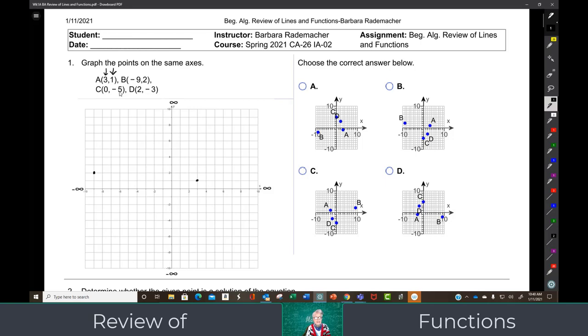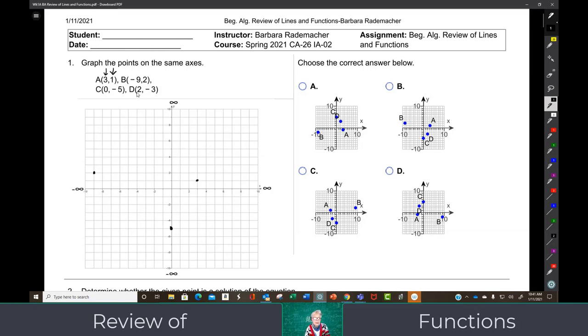C is 0, -5. That means I start at the center and I go 0 to the left or right, so I stay on the y-axis. And then the -5 in the y position means that I go down 5 units: -1, -2, -3, -4, -5. So this point is on the y-axis, and when a point is on the y-axis, we call it the y-intercept.